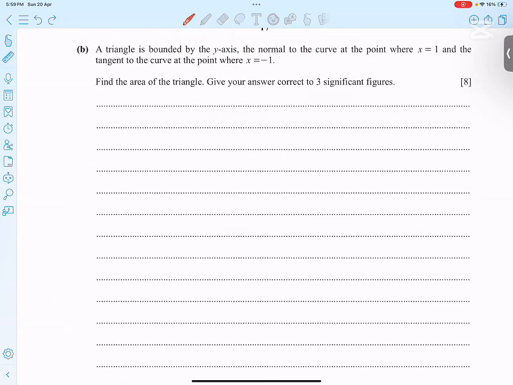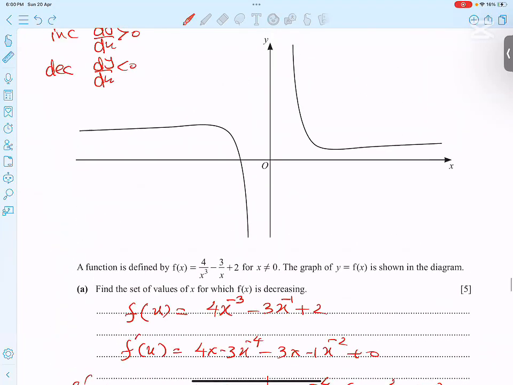What is the next part? A triangle is bounded by the y-axis, the normal to the curve at x equal to 1, and the tangent to the curve at x equal to minus 1. Triangle means we need a triangle, but make sure of the normal at x equal to 1. So how to do it, students? I come to this idea. Let's say this is x equal to 1. Same distance we have: this is x equal to minus 1. Okay, I make it roughly. So this is 1, so go up, up, up.